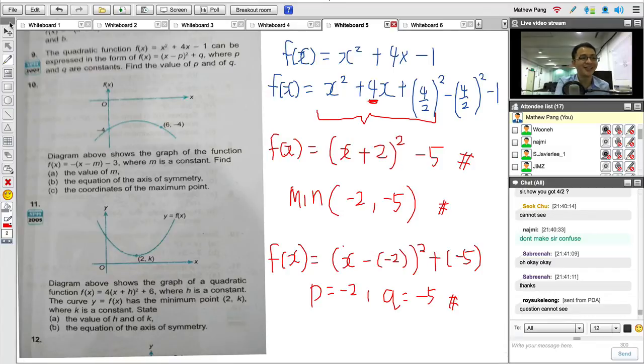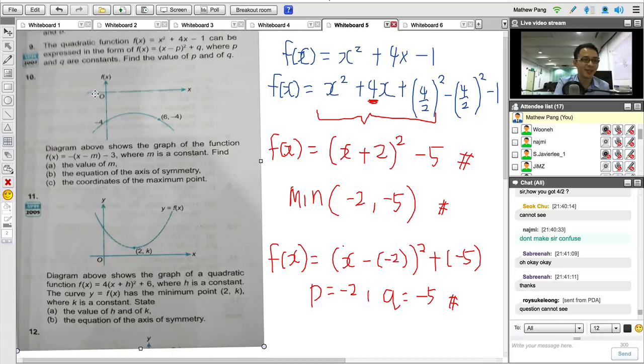Oh, you mean you cannot see? Okay, so I think I have to move the paper a bit. Can you see now? Question number 10. Can you see question number 10? Okay, good. Come, try to do question number 10.